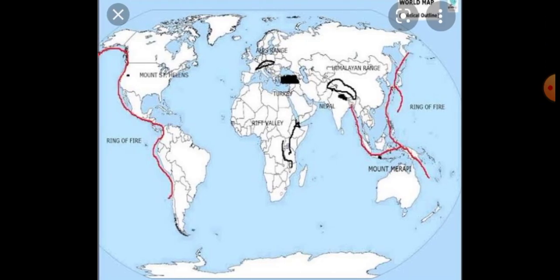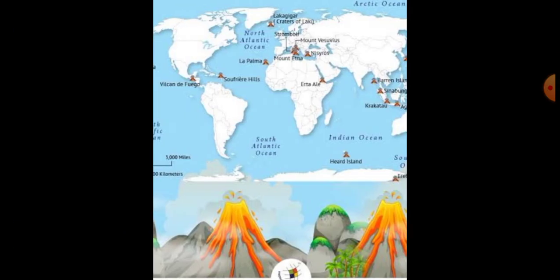Then the second question, earthquake prone zone. Any two. Here many prone zones are mentioned, students, just see this map. From here any two places you have to mark. Then just see the next map. Locate any two active volcanoes of the world. Here also many are mentioned. You have to mark any two active volcanoes on the world map.